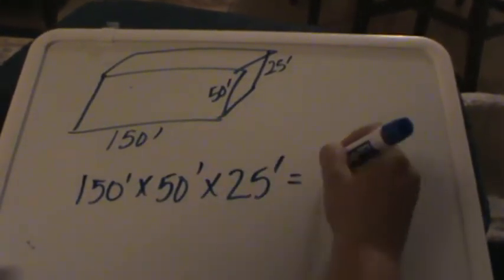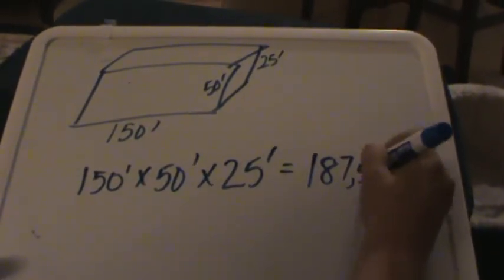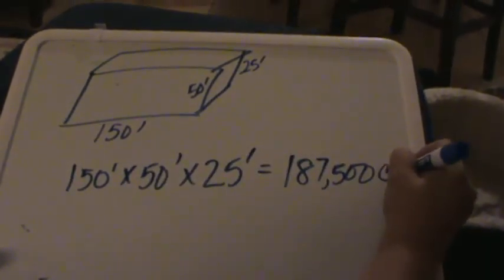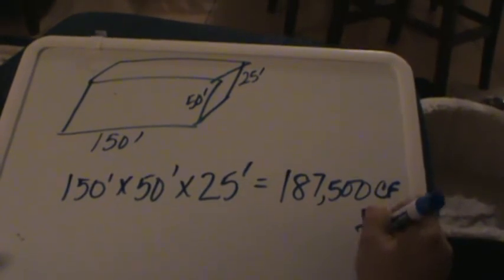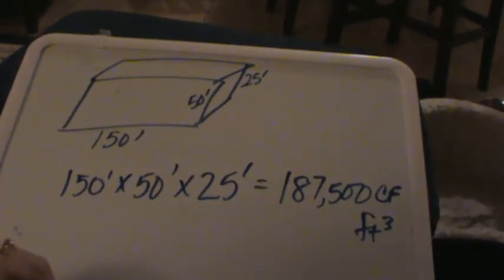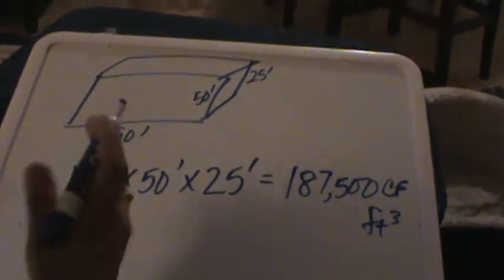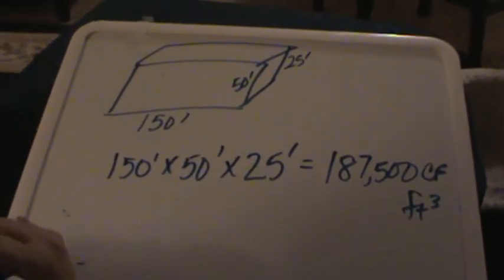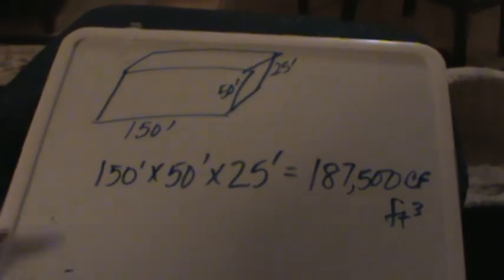Multiply that across, we get 187,500 cubic feet, or feet cubed, however you'd like to express it. So volume in trenches and pipes, in reservoirs, should be pretty easy for you at this point. So that concludes lesson 1.